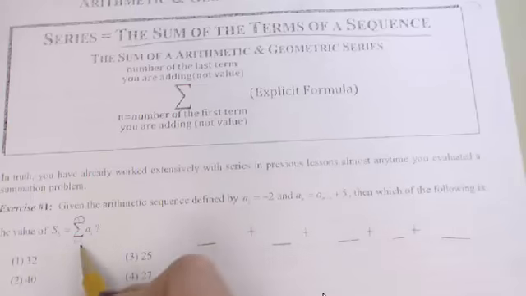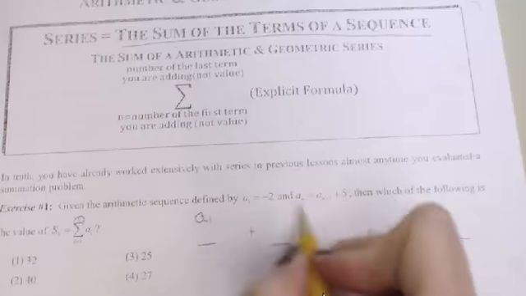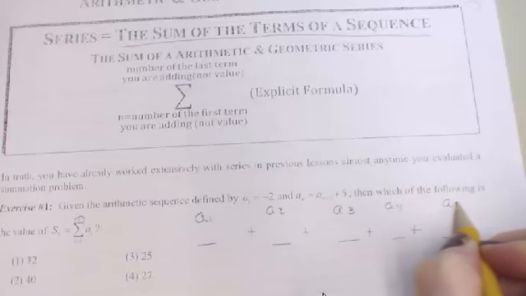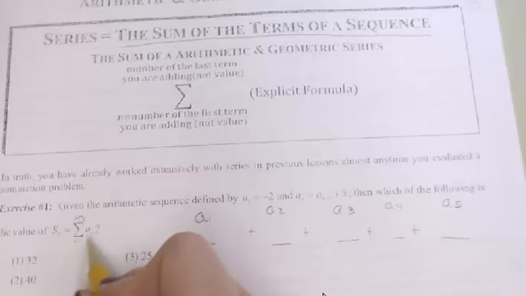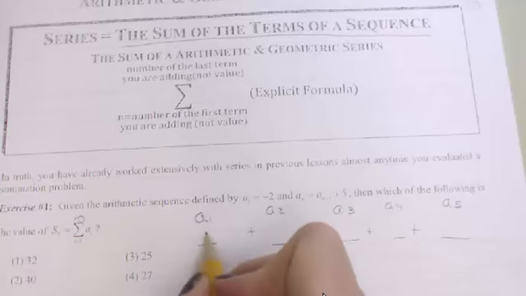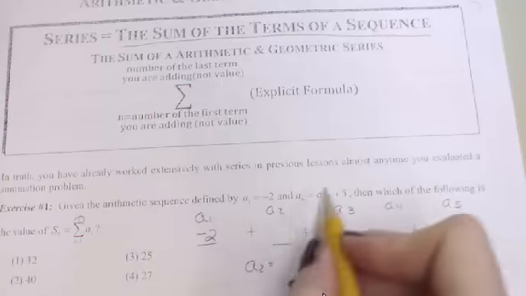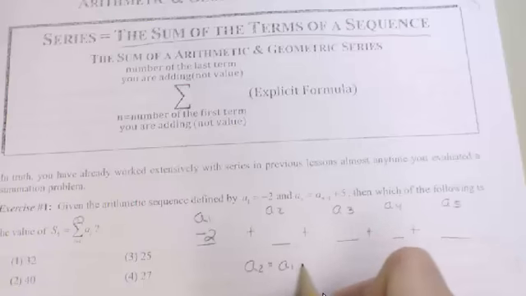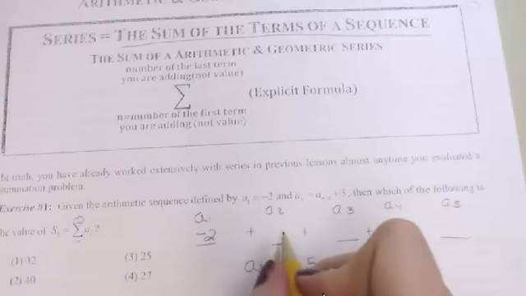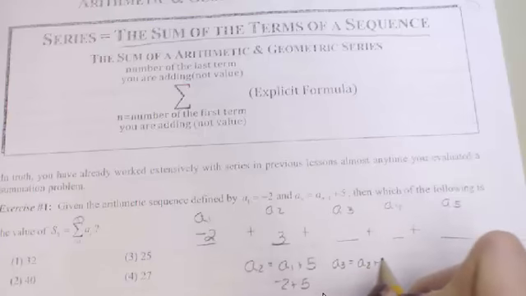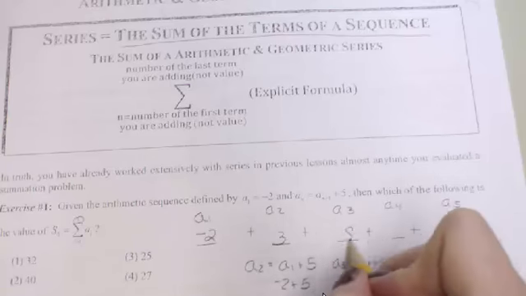So a sub 1 is going to be here, a sub 2, a sub 3, a sub 4, and a sub 5. That's plugging in the 1 for each of those spots. So a sub 1 is negative 2. When I go to find a sub 2, that says use the one less position, so a sub 1 plus 5. So negative 2 plus 5, that's going to be 3. A sub 3 needs to use a sub 2 plus 5, so a sub 3 is 3 plus 5, or 8.